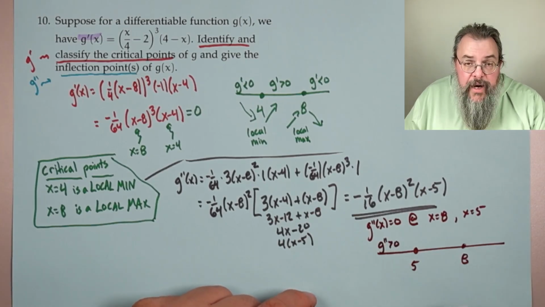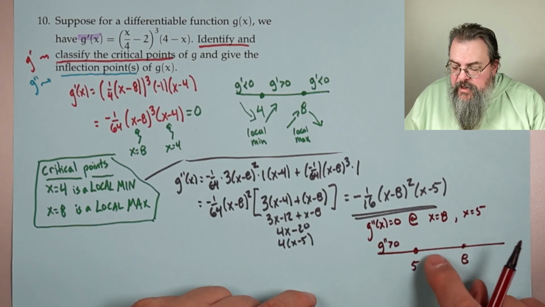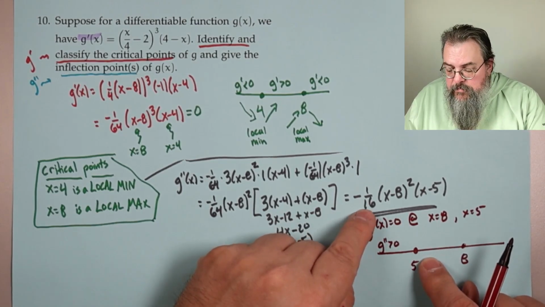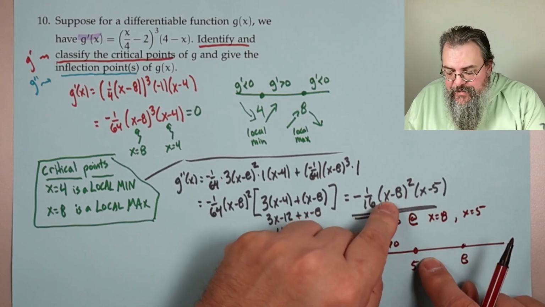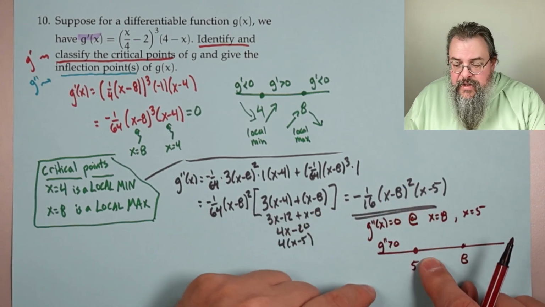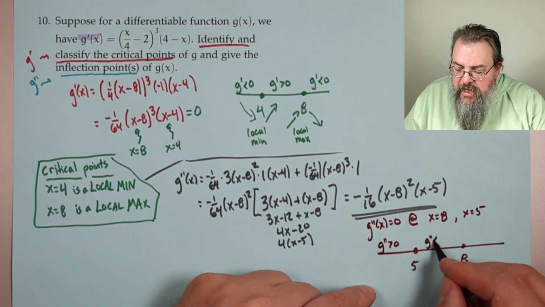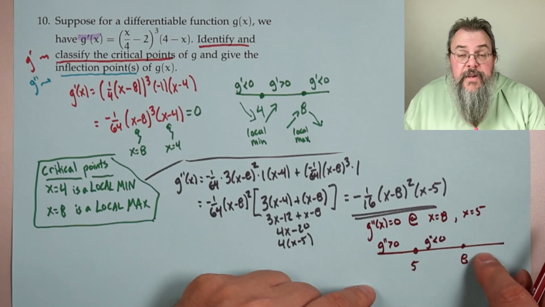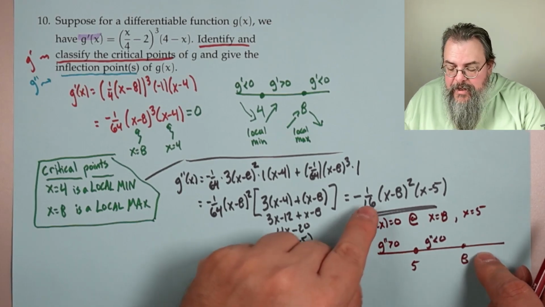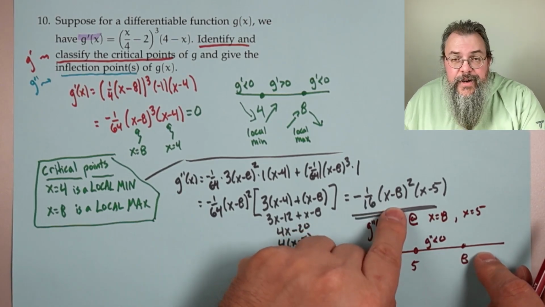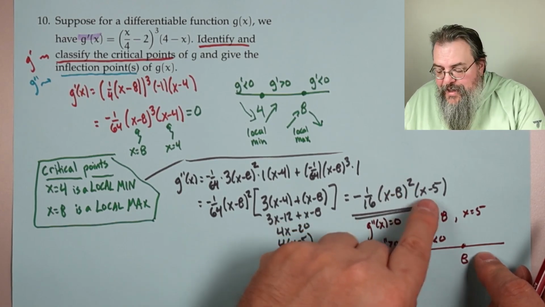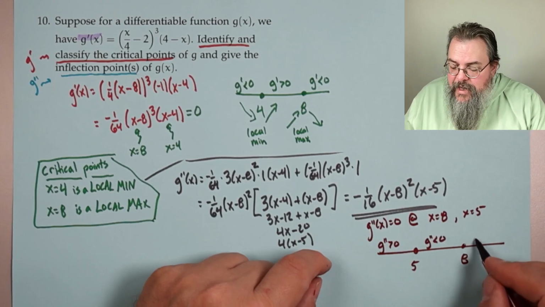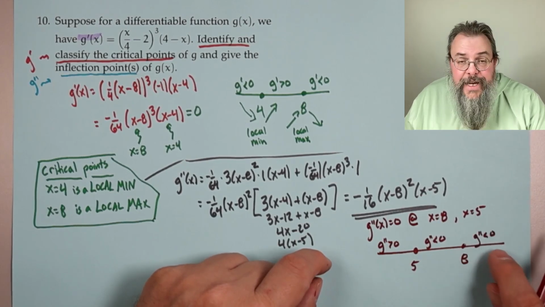So we are concave up. G double prime is positive. All right, something bigger than 5, less than 8. Let's take 6. Negative 6 minus 8 squared is positive. 6 minus 5 is positive. So here, G double prime is negative, concave down. So this is good. Something bigger than 8. Say 9. Negative 9 minus 8 squared, positive. And 9 minus 5 is positive. Negative, positive, positive. And notice, we're still negative.